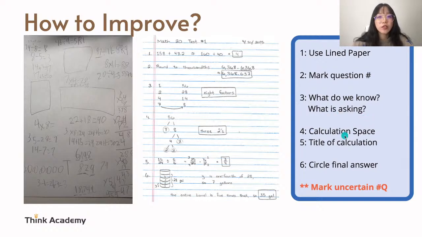And then leave some calculation space and always do the calculation on the right hand side. And then what is the title of calculation? For example, here I can see this is maybe calculating the parameter, because 7 times 4 may be 4 sides. However, I cannot be sure until she writes parameters here. So it is very important that a student should be able to write down the title. And then lastly, if she has a great habit, circle out the final answers and then match the final answer back into the question.